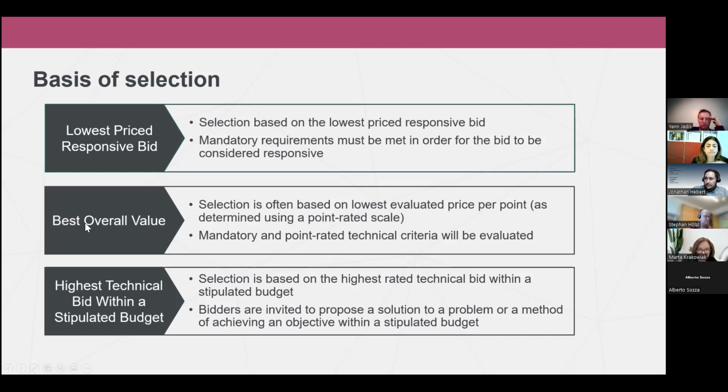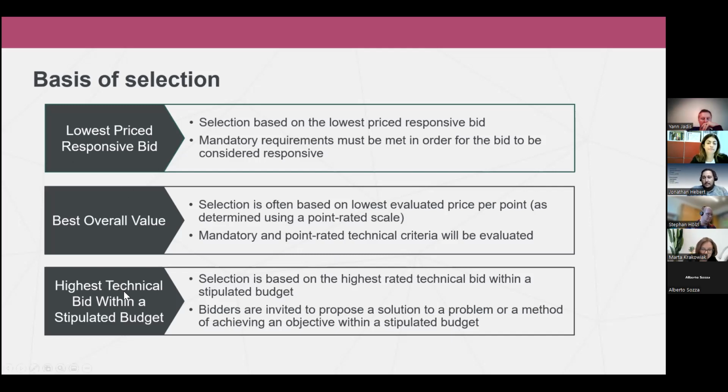Best overall value would be if it's done by point, and we're going to look at a point system on the next slide. That would be a combination of the technical value and the price equals a best value number. And then highest technical bid within a stipulated budget. So we might say, okay, we have 500,000 for this project. Whichever company comes in under 500,000 and has the highest technical score, they're winning. So that means we really want the best technical score, but not over a certain amount of money.